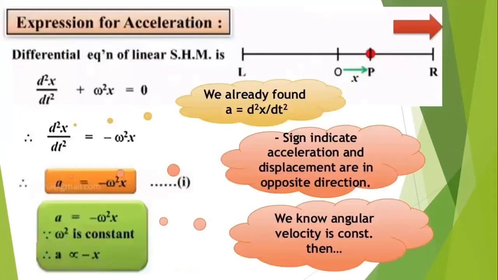According to the differential equation, we can derive the expressions for acceleration, velocity and displacement. First, from the differential equation for linear simple harmonic motion, simplify it. On the left hand side there is the acceleration. So the equation of acceleration is equal to minus omega square x. The negative sign indicates that acceleration and displacement are in opposite directions.